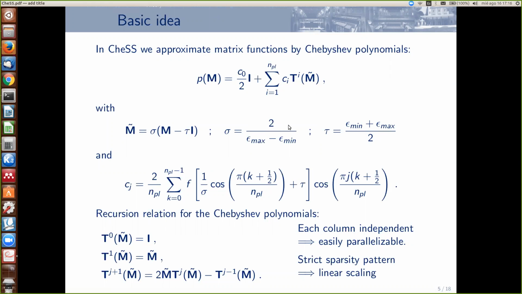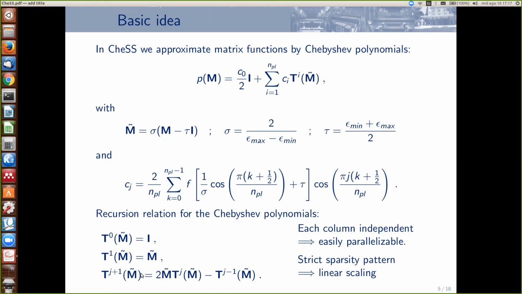What is the most expensive part is the calculation of the Chebyshev matrix polynomials. But the nice thing is that they fulfill a recursion relation. If you calculate the polynomial of order j plus 1, you only have to know the polynomials of order j and j minus 1.